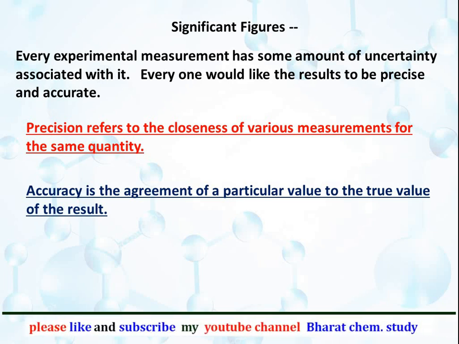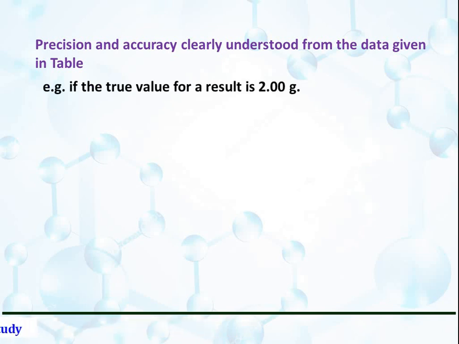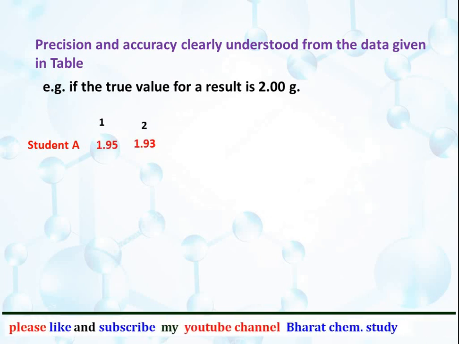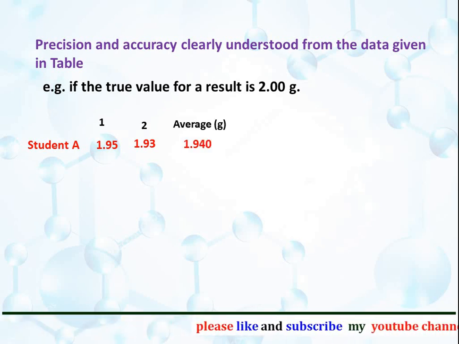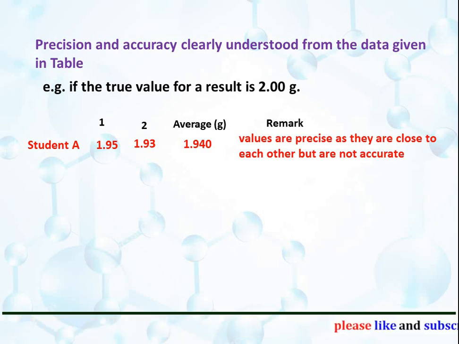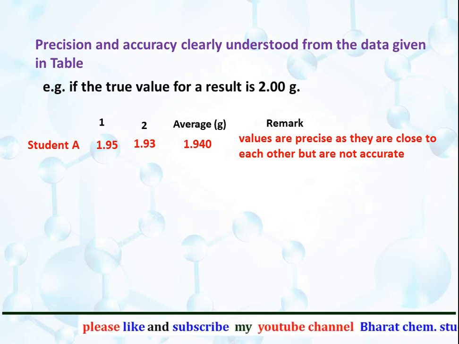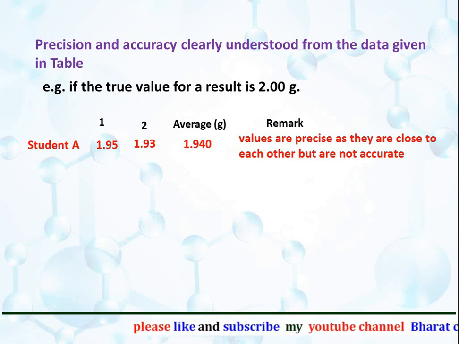So let's understand this by an example. Precision and accuracy can be clearly understood from the given data in the table. Suppose the true value for a result is 2 grams. Student A in the first experiment calculated 1.95 grams. In the second experiment he calculated 1.93 grams. The average is 1.940. So the values are precise as they are close to each other, but they are not accurate because these two values are not equal to or close to the true value. So we can say these two values are precise but not accurate.